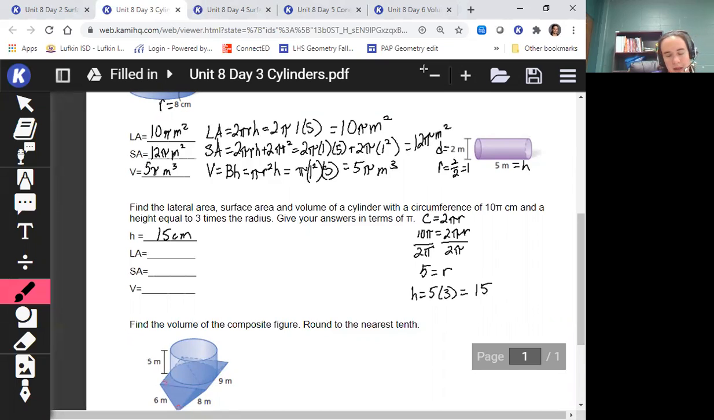Then we can plug that into our formulas. So remember, our lateral area is 2 times pi times our radius times our height. So 2 times pi times our radius, which is 5, times our height, which is 15. And that gets us 150 pi centimeters squared.